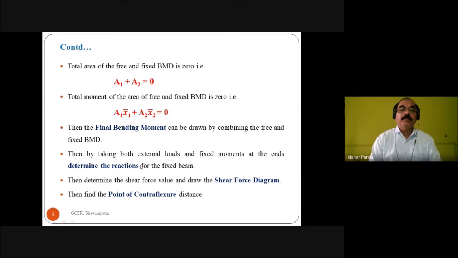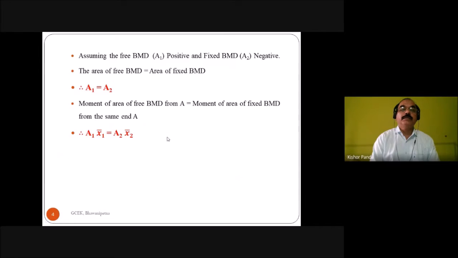Then by taking both external loads and fixed moments at the ends, you have to find out the reactions. Then after getting the reactions, you have to find out the shear forces at different positions of the fixed beam. Then after getting shear force, you can draw the shear force diagram. Then finally you will find out the point of contraflexure distance. So these are the steps you have to use for analysis of any fixed beam.